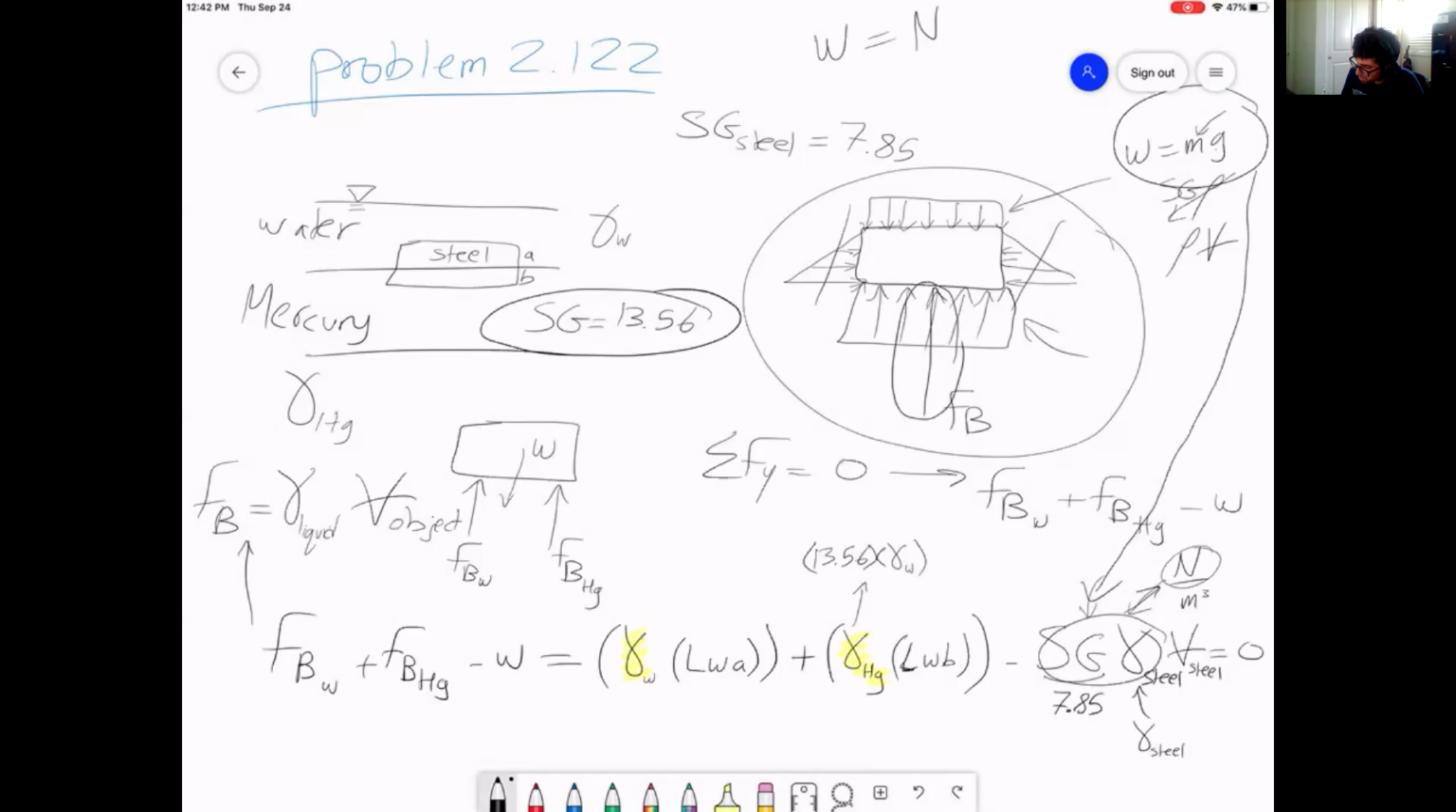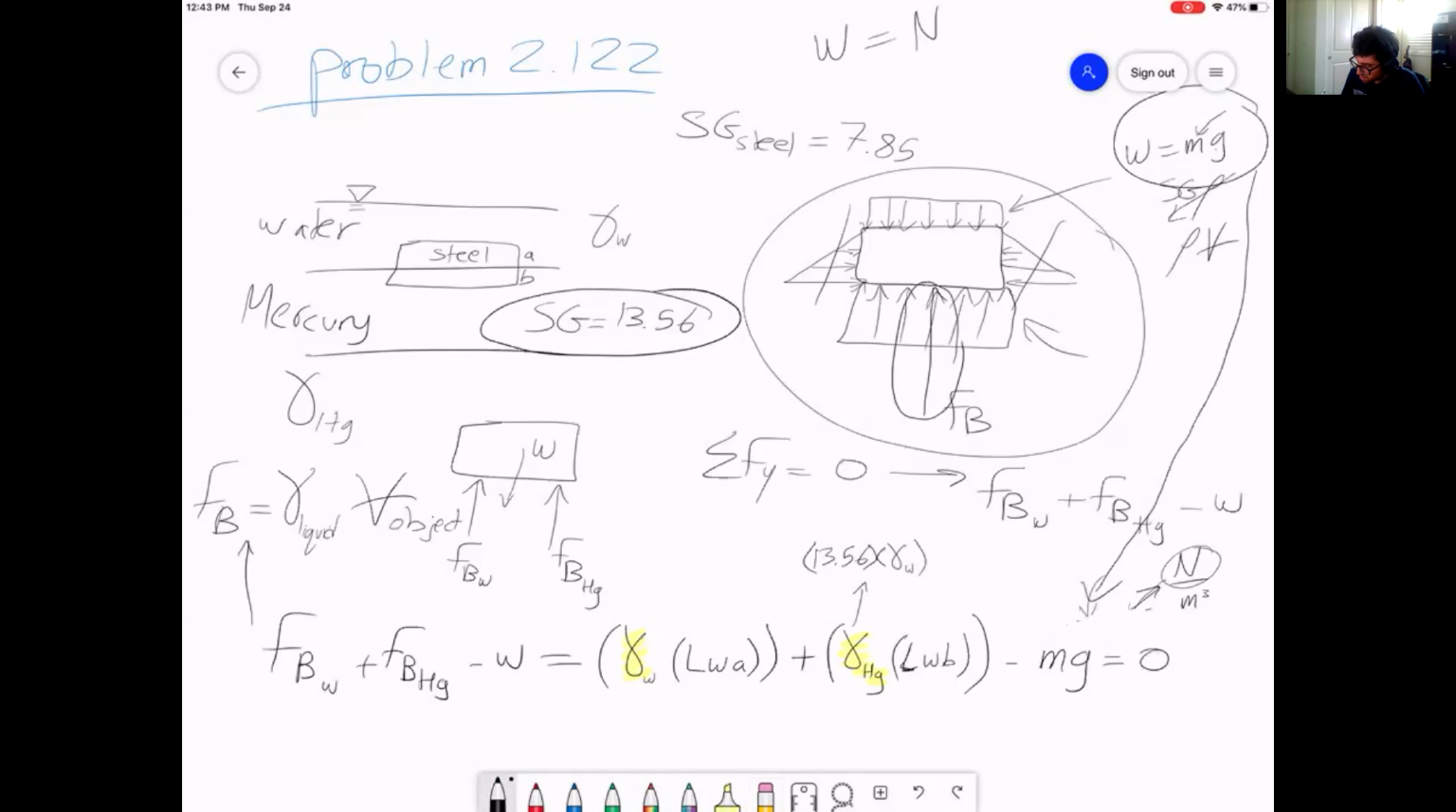I think we confused ourselves here, because it should have just been gamma of steel, and then we would have converted to SG times gamma water. Yes, that's what I meant last time. So let's not confuse ourselves and work from mass times gravity.